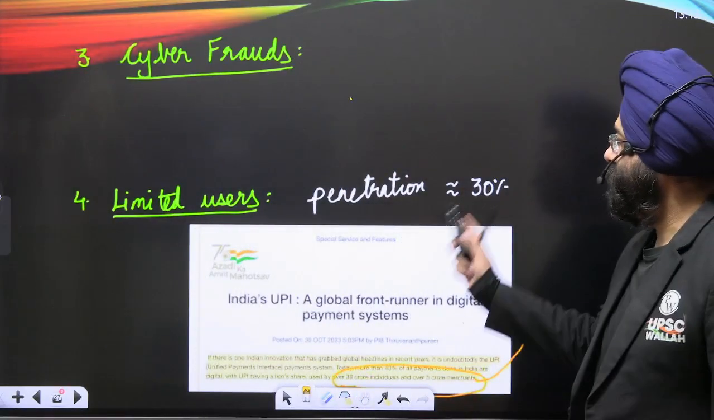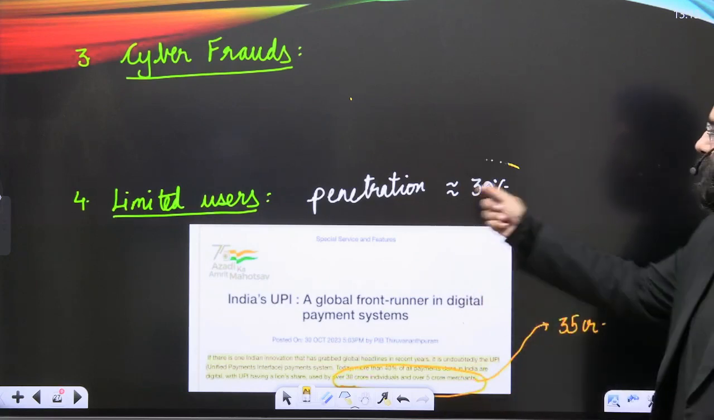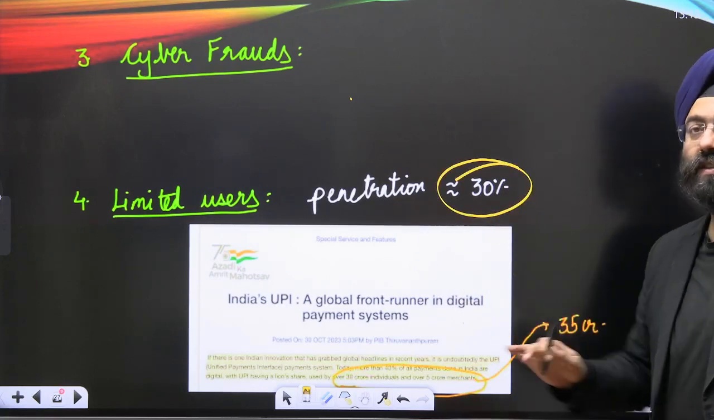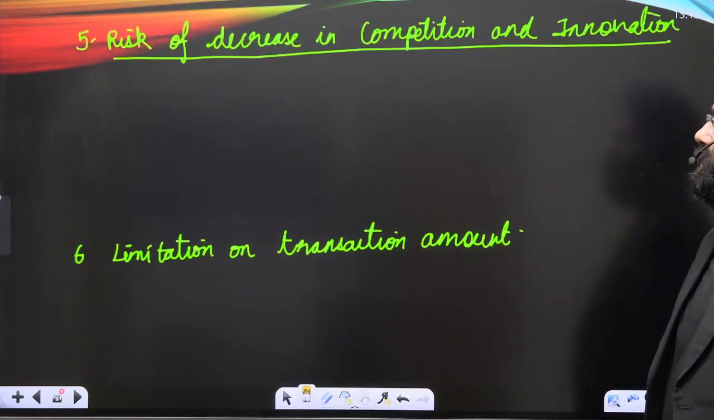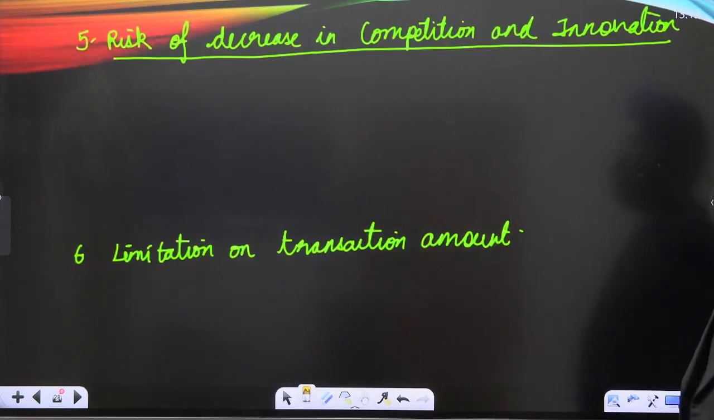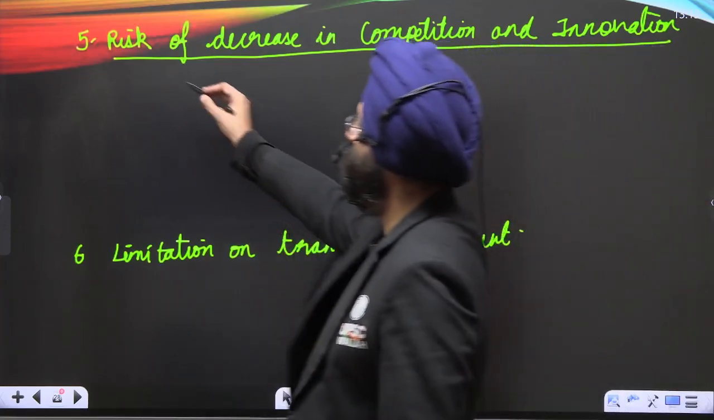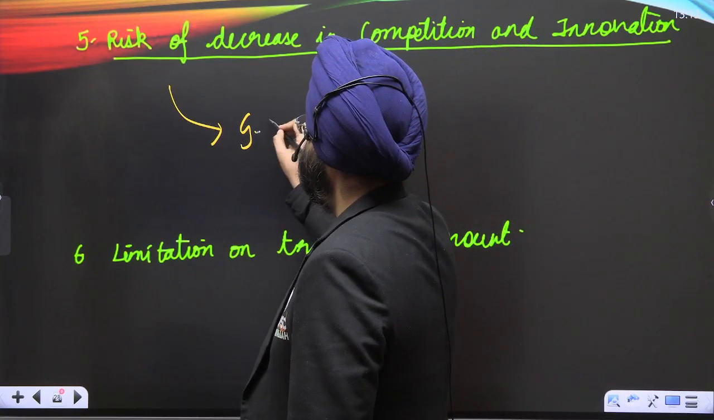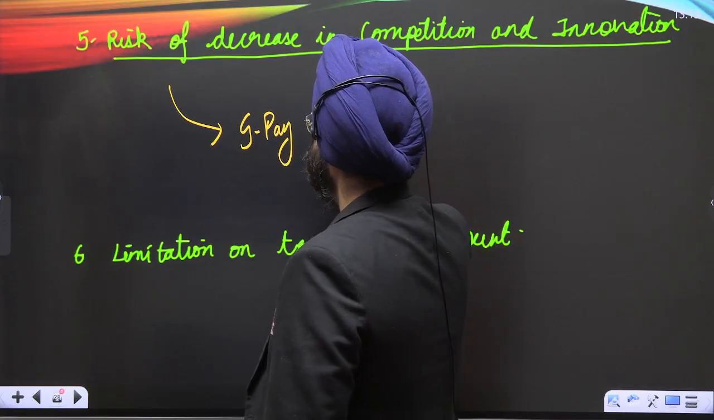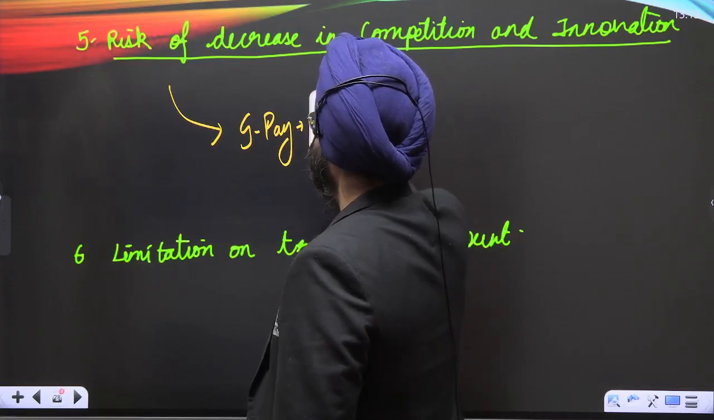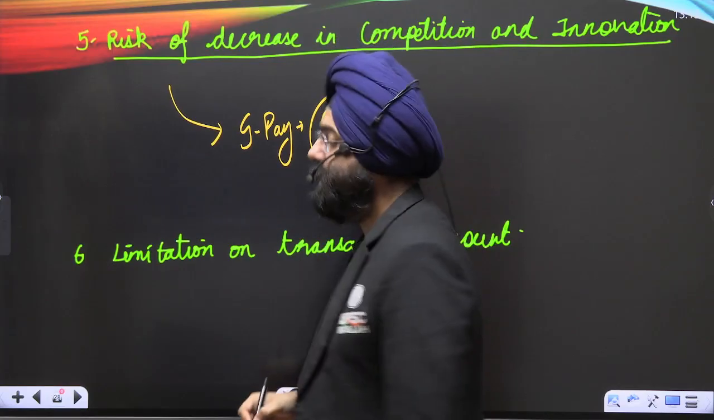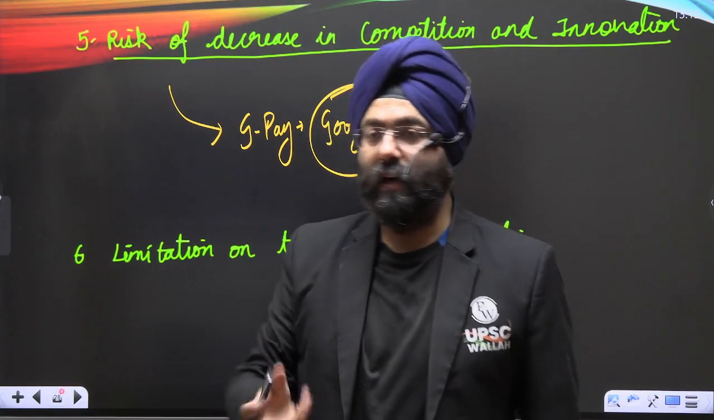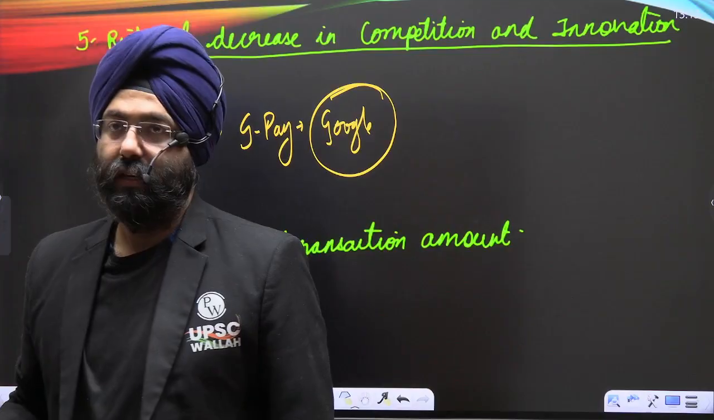So the penetration is very less, less than 30%. That itself is creating so many issues. Just imagine when it goes to 90%. Next is risk of decrease in competition and innovation. Please understand, when you are seeing Google Pay by Google, do you realize that Google is one that is known for curbing competition because it tends to acquire the companies to create a monopoly.